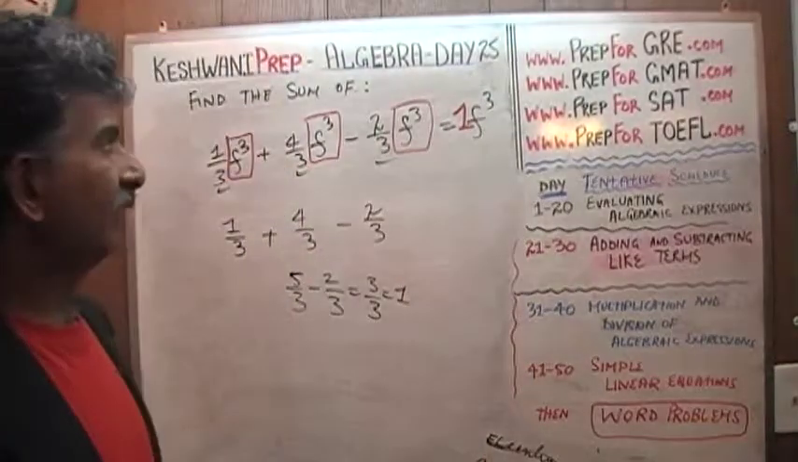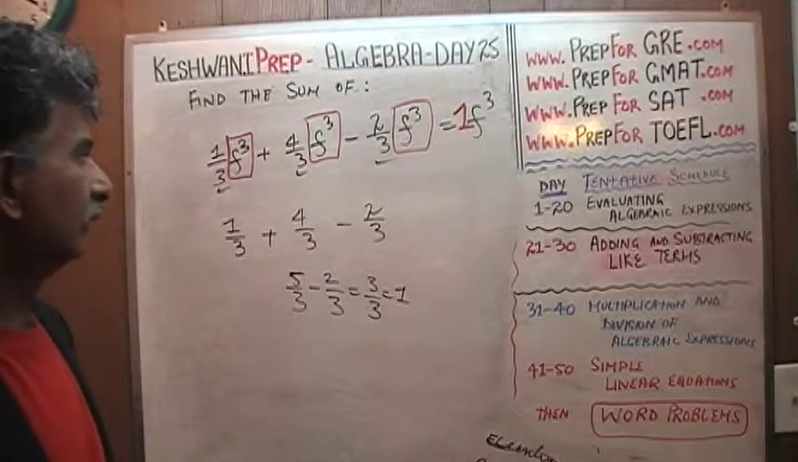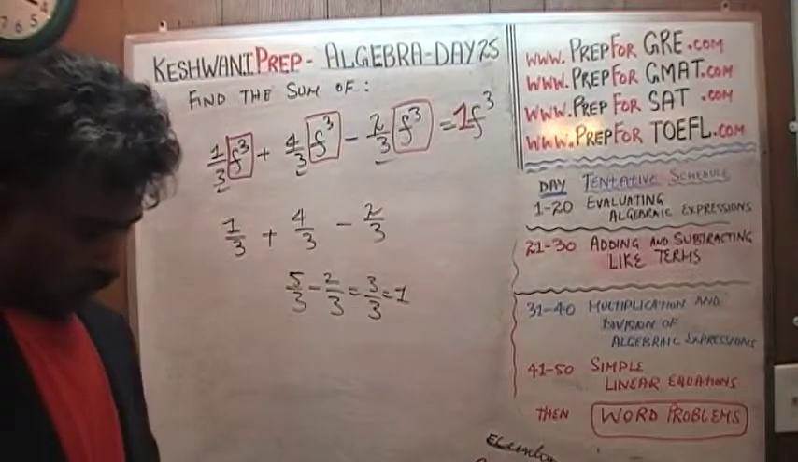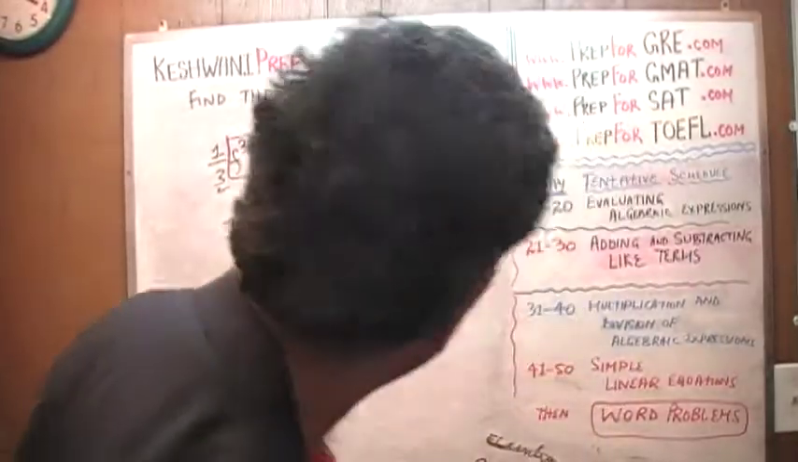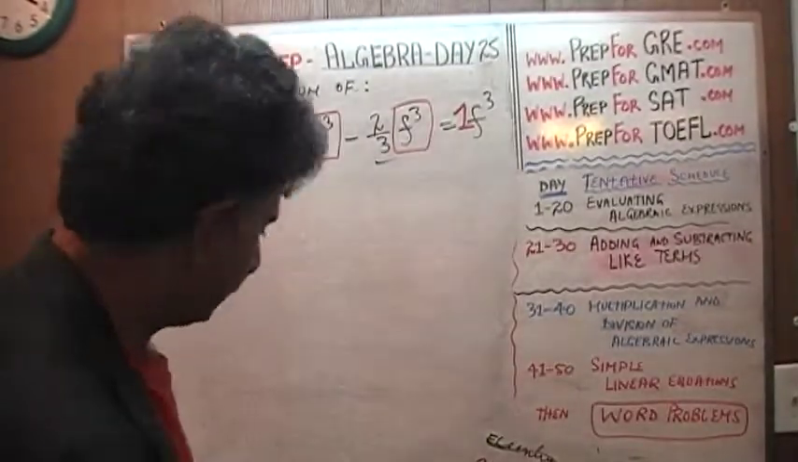We made a big fuss about it yesterday on day number 24. We talked about it. That's the answer. 1 f cubed. That's it. Let's do one more.